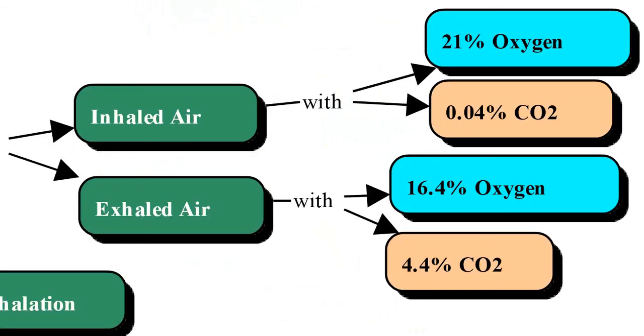Now we look at the percentage of gases present in inhaled air. 21% oxygen is present in inhaled air and 0.04% carbon dioxide. Now we look at the gases present in the exhaled air. Oxygen is 16.4% and carbon dioxide is 4.4% in exhaled air.